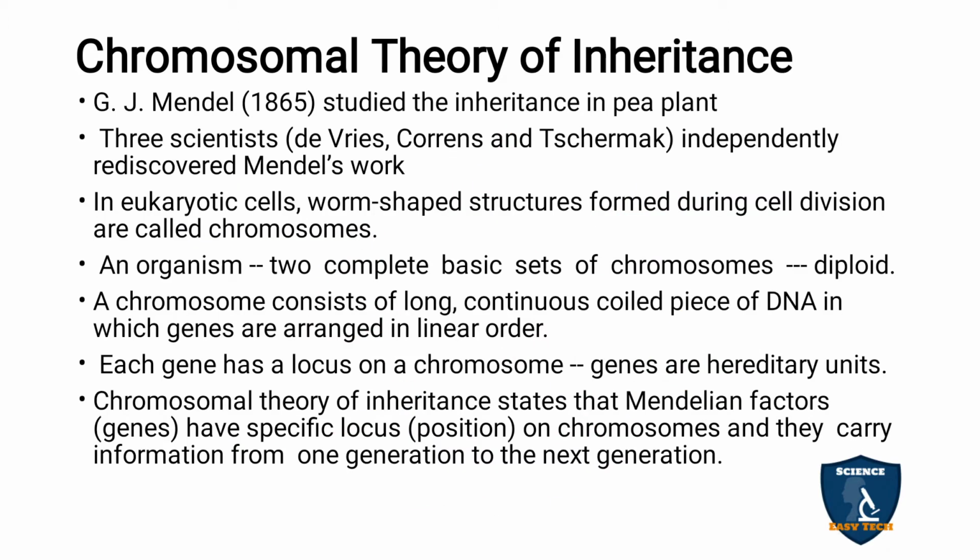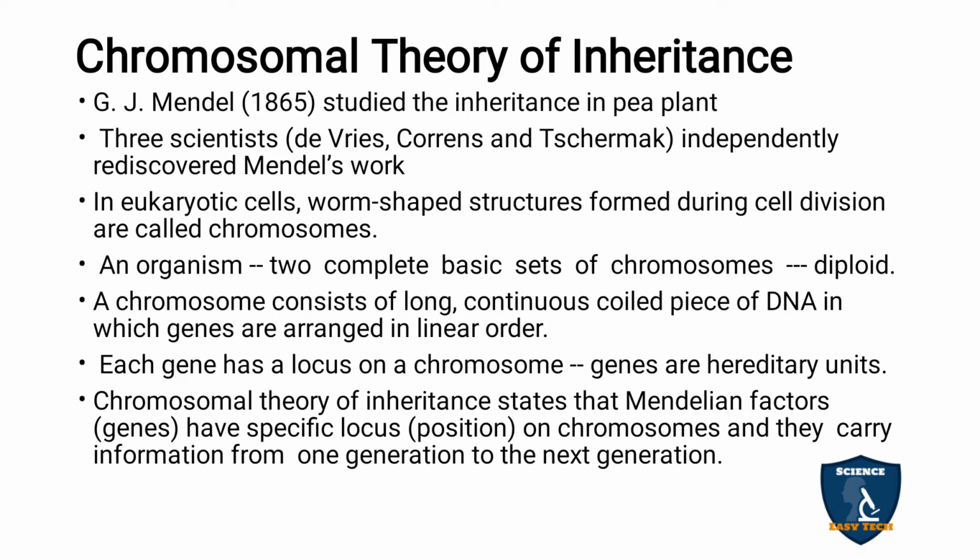These genes are arranged one by one in a linear order, like how you stand for your assembly. One by one means in line order, that is called linear order. For each gene present on the chromosome, that particular position is called locus, and these genes are called the hereditary units. So the chromosomal theory of inheritance states Mendelian factors, locus, and that they carry the genetic information. These are the 3 points.